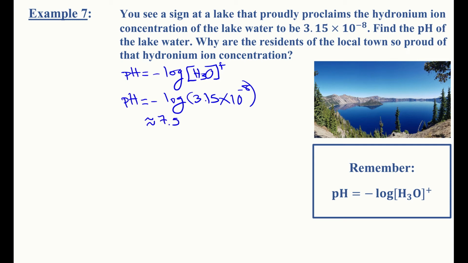So now we can see why they were so proud of it, right? Because pure water itself is 7, so this is even more alkaline than pure water. Well, pure water is not alkaline, it's actually neutral, but we mean it's very, very close to the pH of pure water. So it's very, very high quality water in the lake. That's why they're so proud of it.